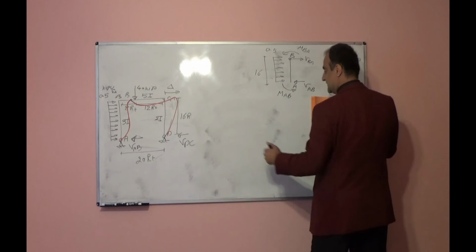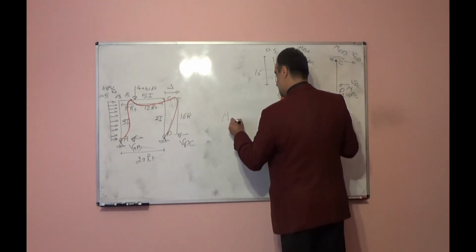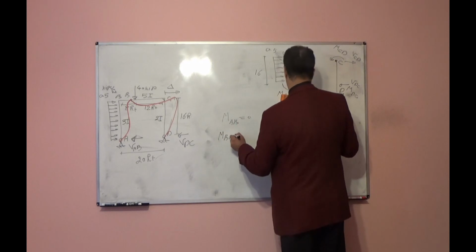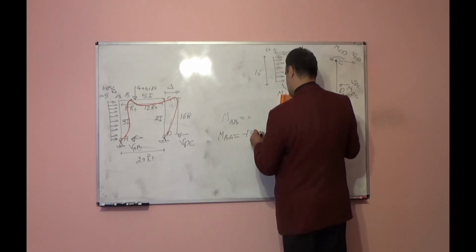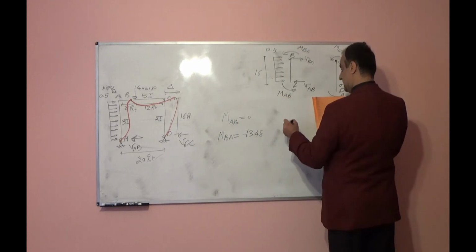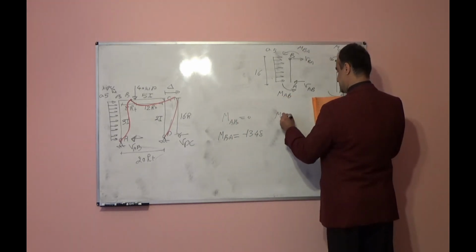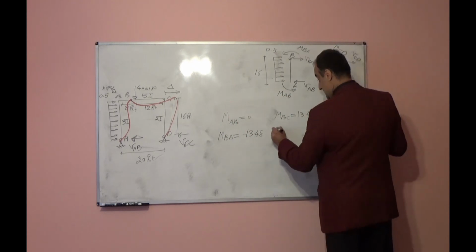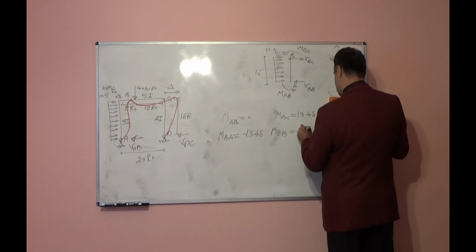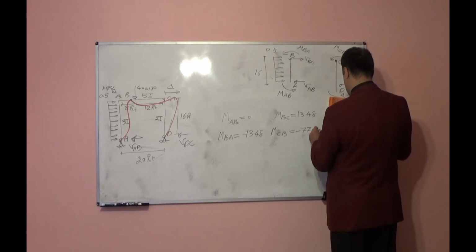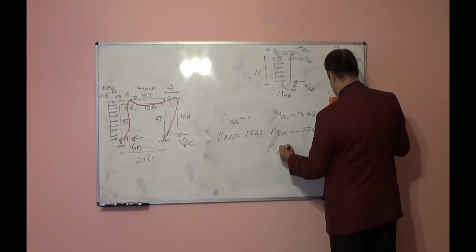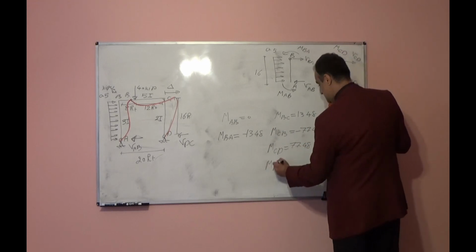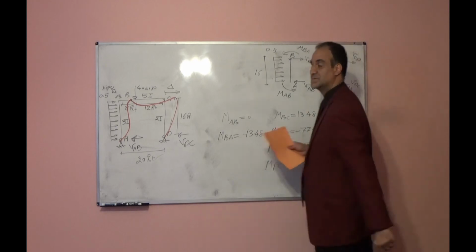So if you do that, MAB will be equal to 0, MBA will be equal to negative 13.48, MBC will be positive 13.48, MCB negative 77.48, MCD 77.48, and MDC will be equal to 0.